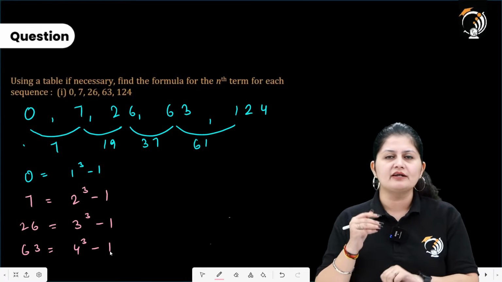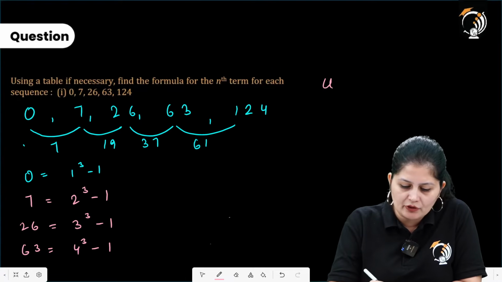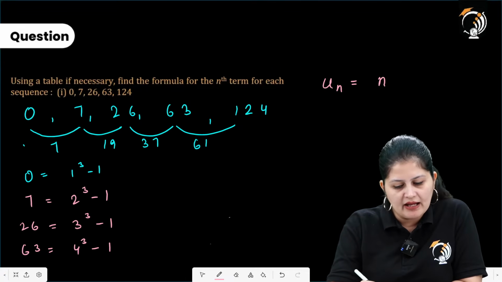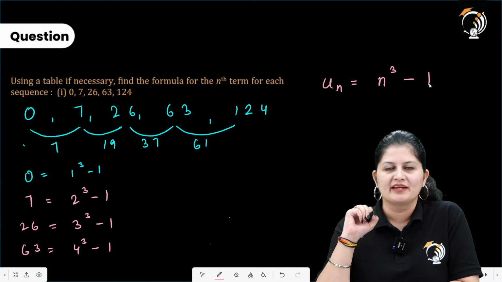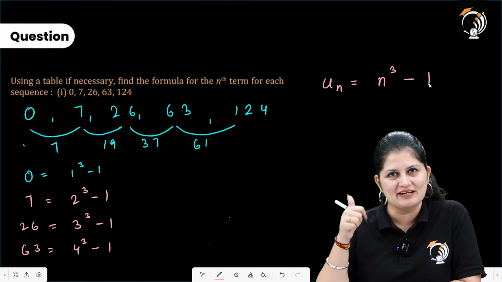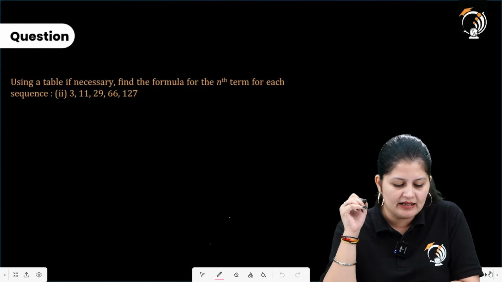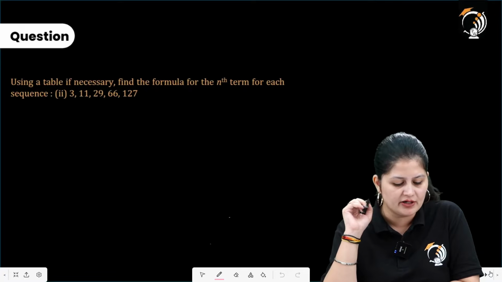So can we find out what general formula we are using here? In order to get the value of un, it is n cube minus 1, which is the general formula for finding the nth term of this sequence. Understood? Moving to the next question, which says 3, 11, 29, 66, 127.